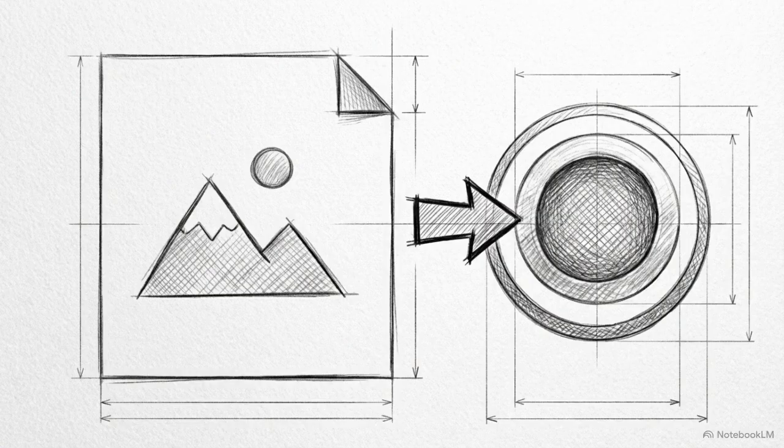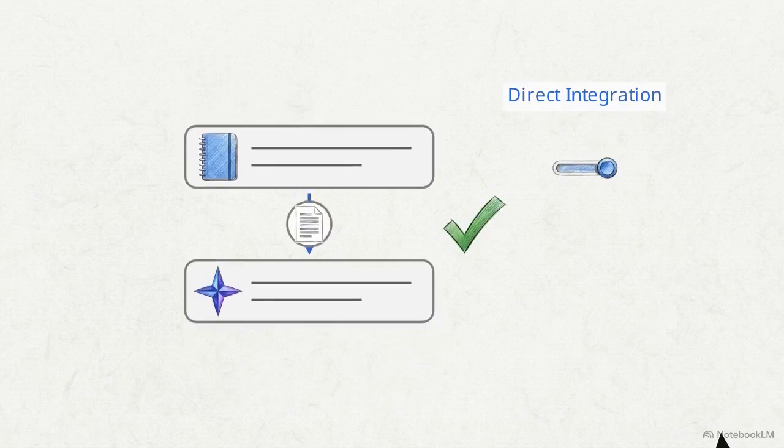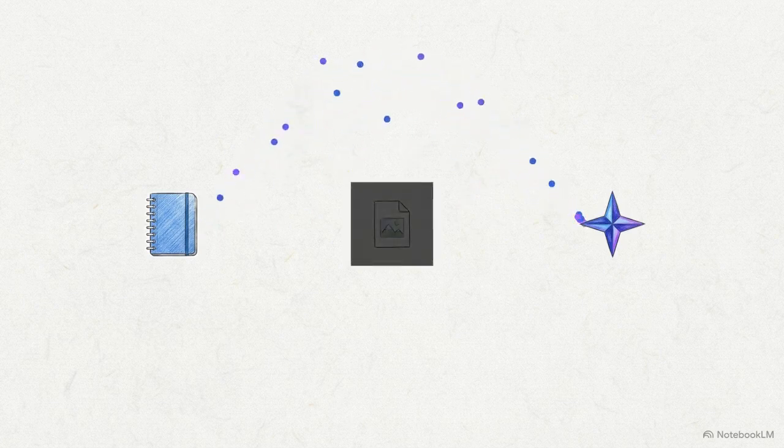Exporting and uploading images works, but it requires manual file handling. If you need to generate multiple maps quickly, you need a workflow with fewer steps. Method 2 connects the systems directly. By selecting your NotebookLM project in Gemini's extension menu, your research becomes a live data feed.